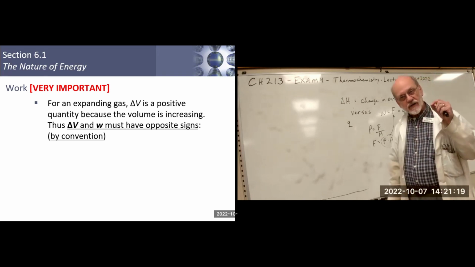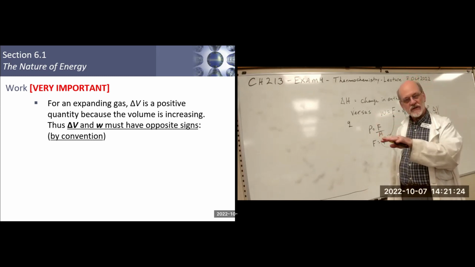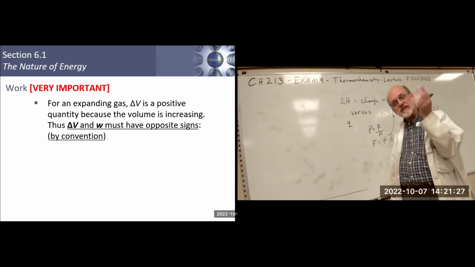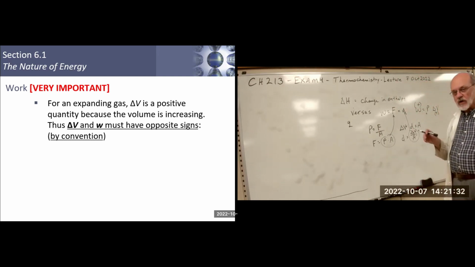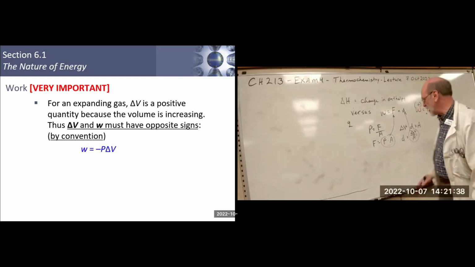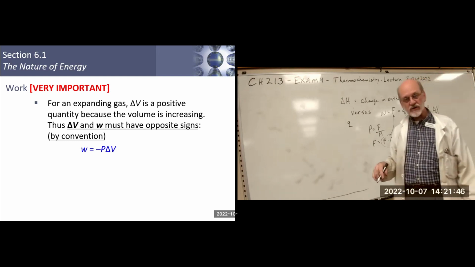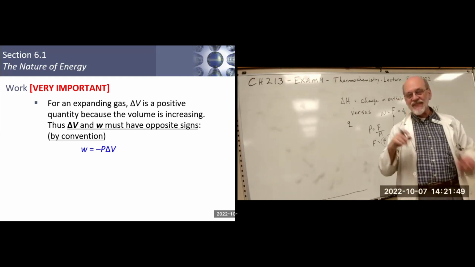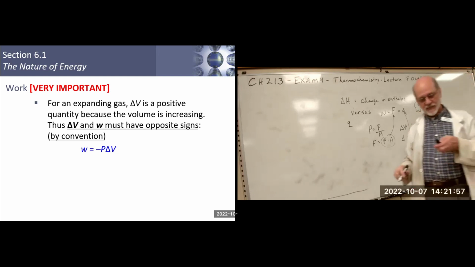But by our convention, our system is doing work on the surroundings, which means work is being lost by the system to the surroundings. So the signs don't match. So what we have to do is fudge. Here's the way we fudge. In order to make it work out right, put a negative sign right there. W equals negative pressure times a change in volume. And that will make the convention work. Now, work comes out as a negative. Okay?